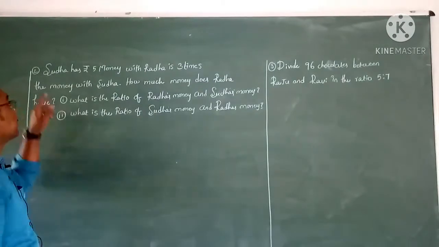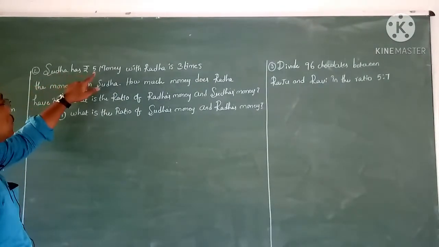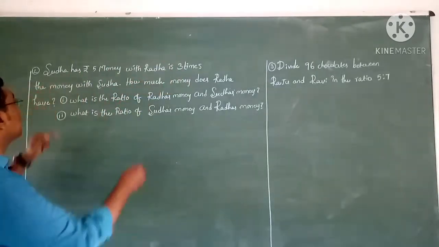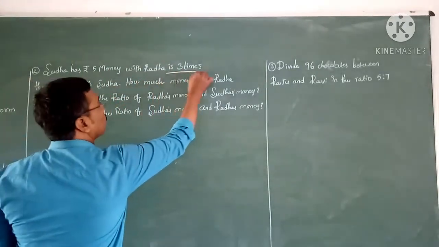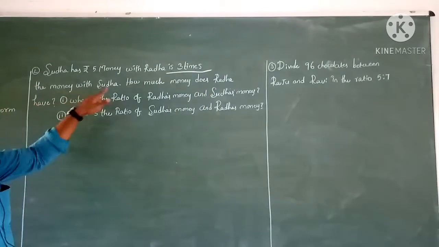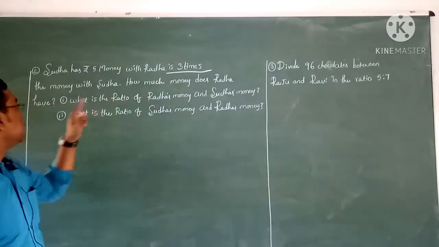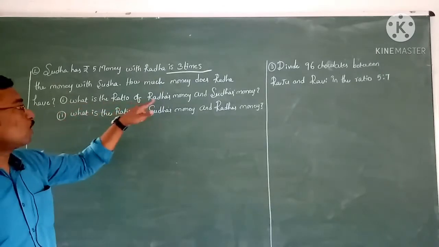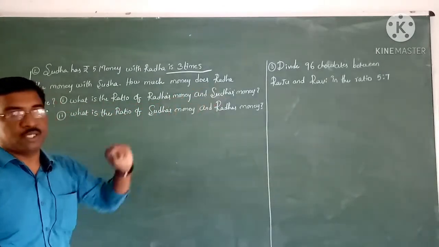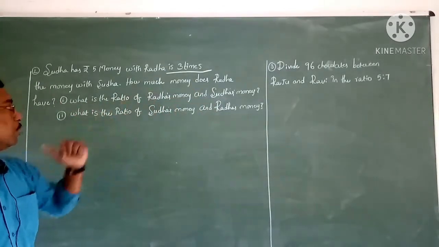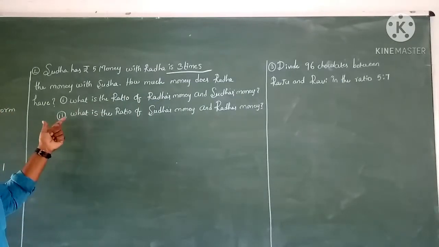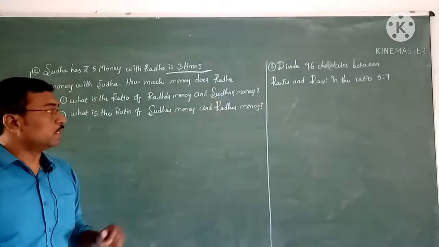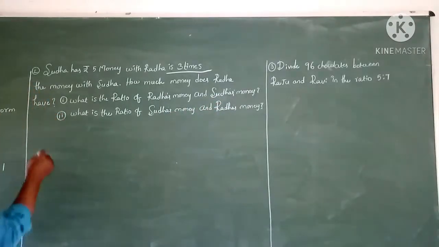So see here in the second problem, Sudha has 5 rupees. Radha has 3 times the money with Sudha. How many times? 3 times the money with Sudha. How much money does Radha have? The questions are, what is the ratio of Radha's money and Sudha's money? Now the second question in this is, what is the ratio of Sudha's money and Radha's money? So see here how to solve this problem.